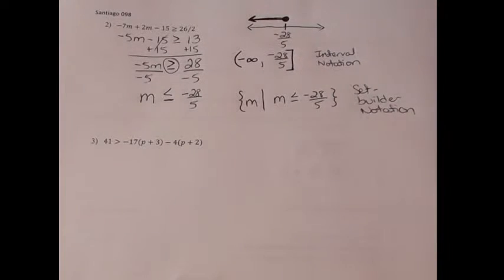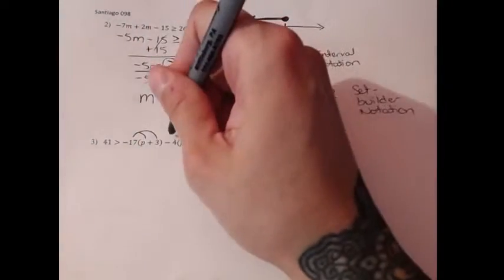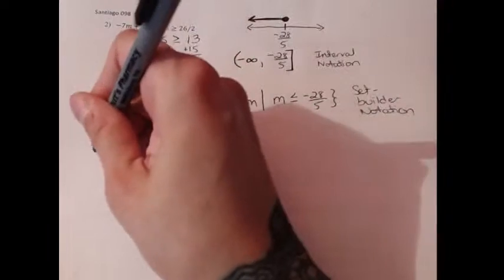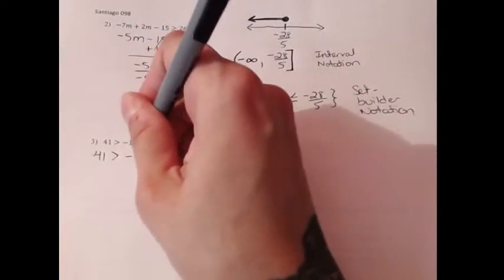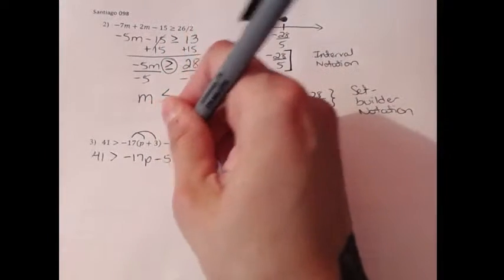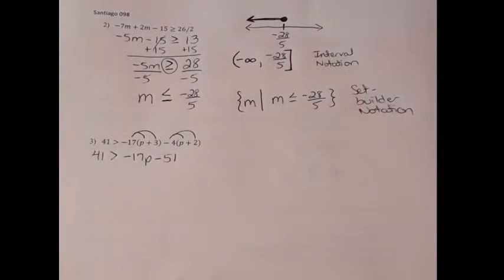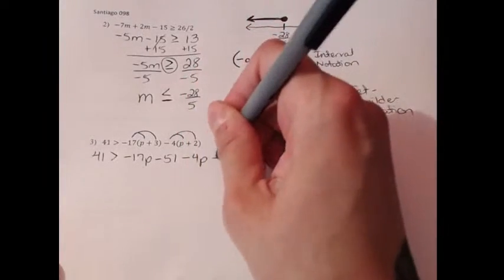Okay, let's take a look. The first thing we're going to do is distribute this negative 17, and then distribute the negative 4. So we have 41 is greater than negative 17 times p is negative 17p, and then negative 17 times 3, which is negative 51. Then we distribute the negative 4. So we have negative 4p, and then negative 4 times 2 is negative 8.